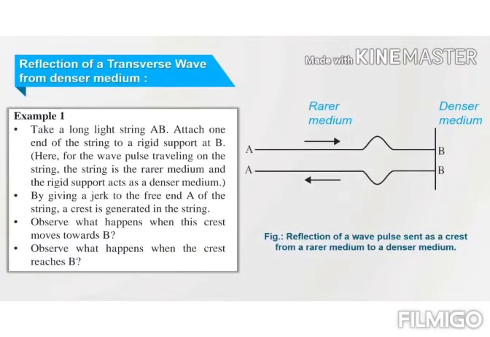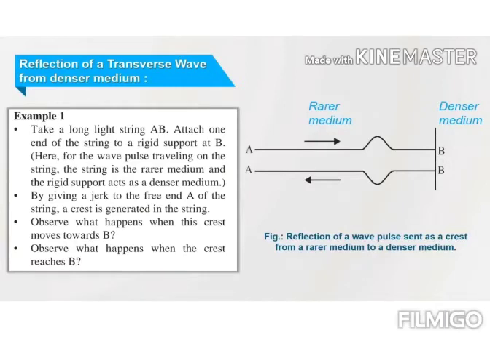In order to understand the concept of reflection of transverse wave, let us discuss the first example. In this example, take a long light string AB. Attach one end of the string to a rigid support at B. Here, the string is the rarer medium and the rigid support acts as a denser medium.